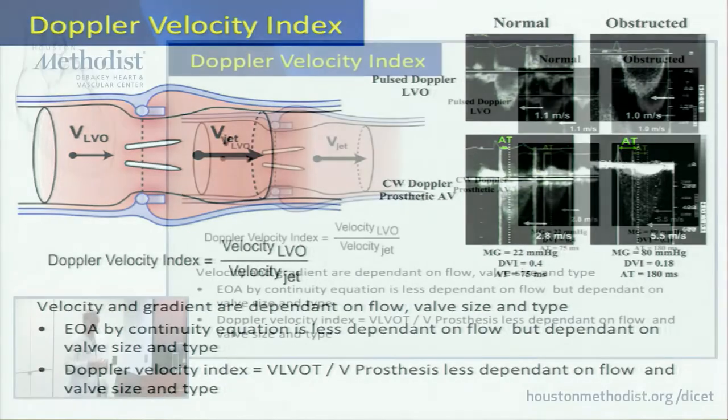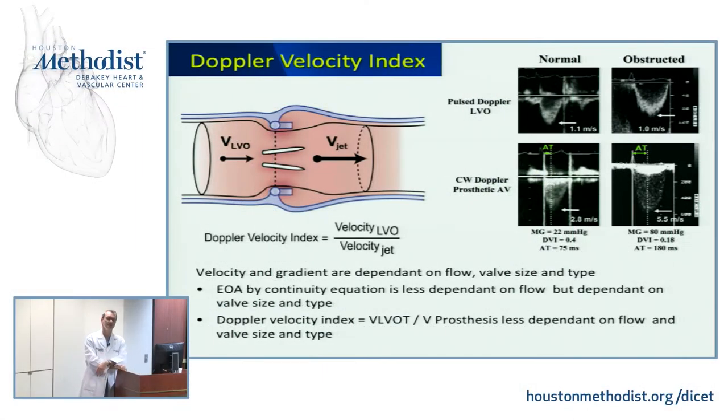But as a general rule of thumb, if you're above 2.5 meters, start to pay attention, start to do some math, start to look at more than that feature. The exception, of course, is if your EF is 30%. You can have a very dysfunctional valve and have a velocity less than 2.5 meters.